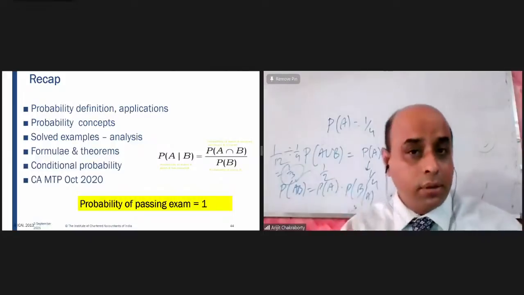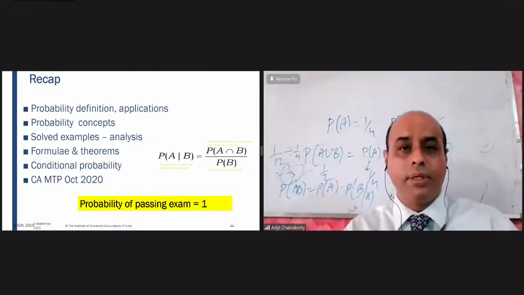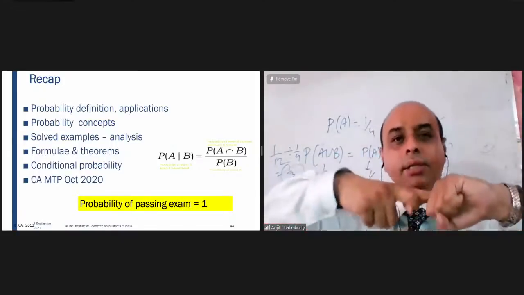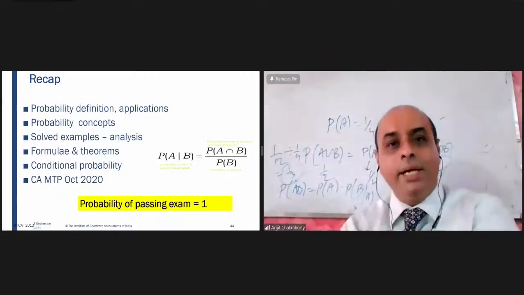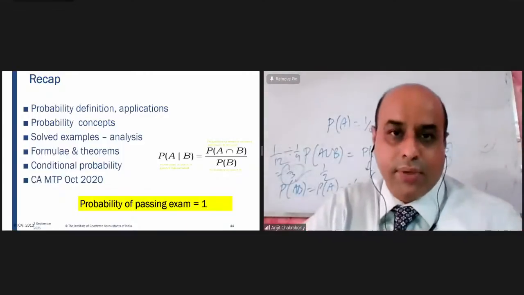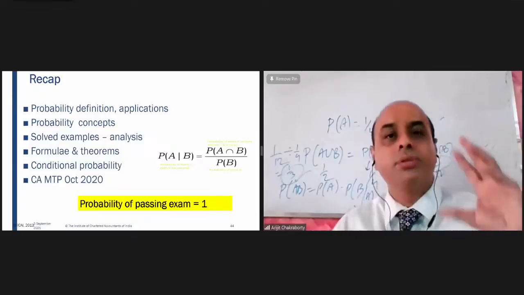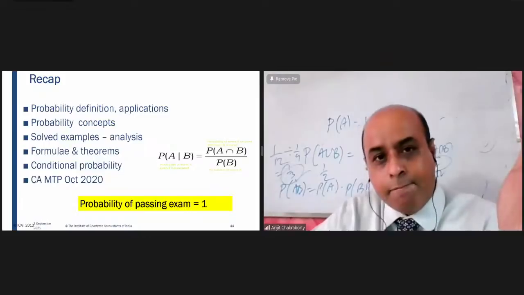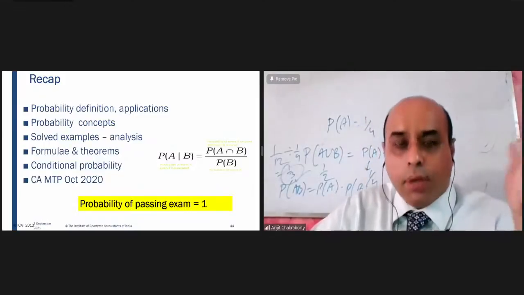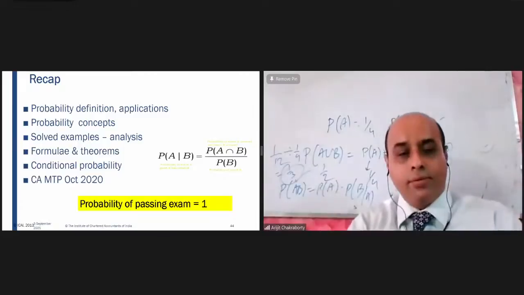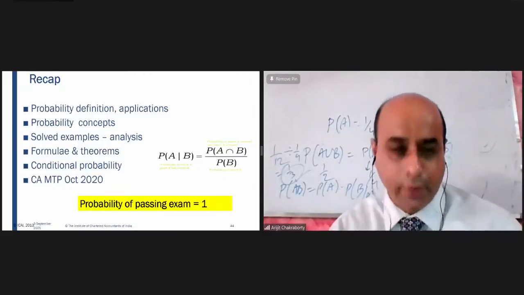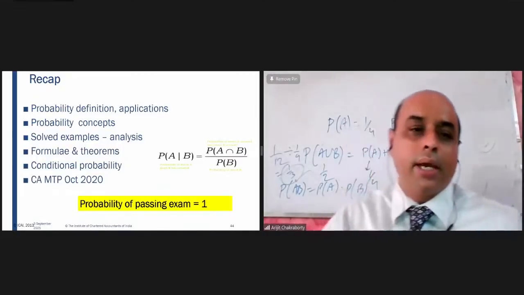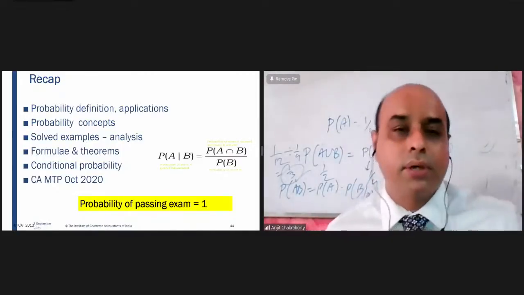Then we took up the important understanding of conditional probability. That means two events are linked in such a way that the probability of the second event depends on the first event having taken place. So they are conditional events. So we use conditional probability, which is given by P(A) into P(B by A). And P(B by A) means the probability of event B, assuming that event A has already occurred. Okay, P(B by A).